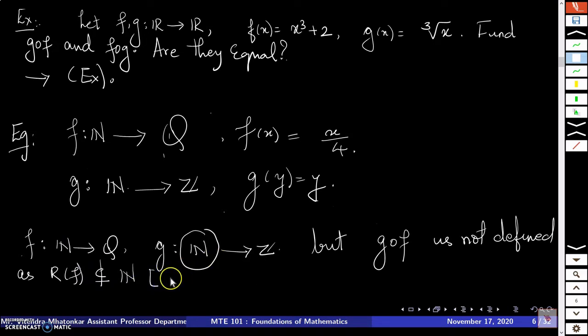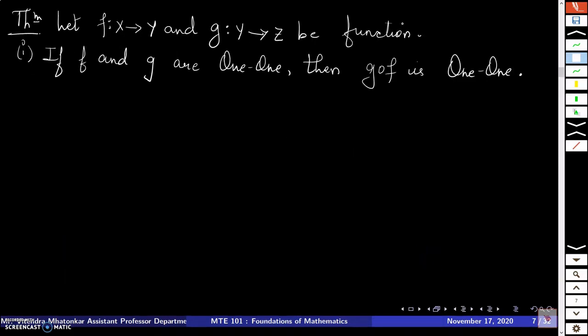So you can give an example here. The point 5 by 4 belongs to the range of f, but 5 by 4 is not a natural number, right? So I cannot talk about G composite f. This is an example of two functions wherein you cannot talk about their composition. Now let's look at some theorems related to composition of functions.